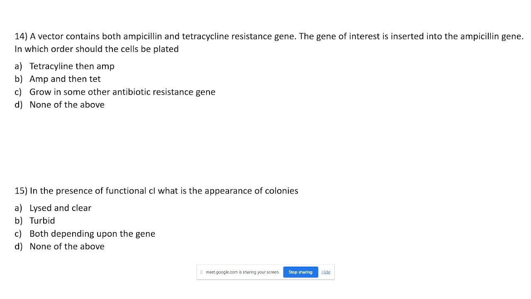Next question is, a vector contains both ampicillin and tetracycline resistance genes. The gene of interest is inserted into the ampicillin gene. In which order should the cells be plated? Tetracycline then amp, amp then tet, grow in some other antibiotic resistant gene, or none of the above? Ma'am, A. Sorry? Option A. Yes. So can you explain why you are saying option A?